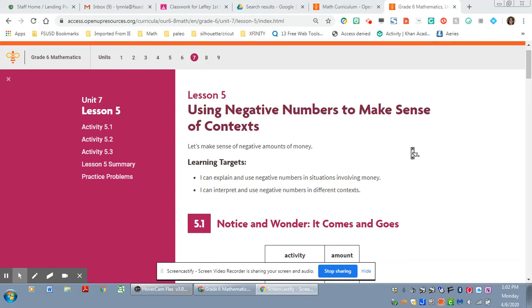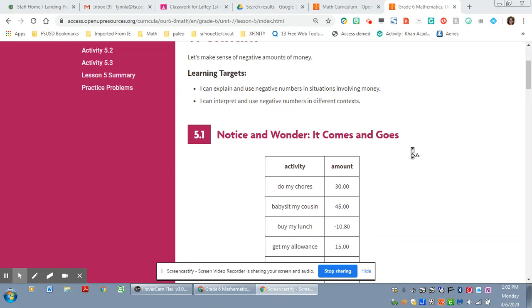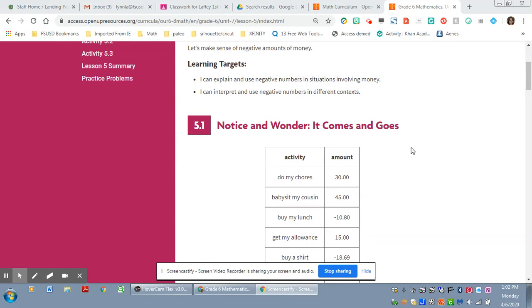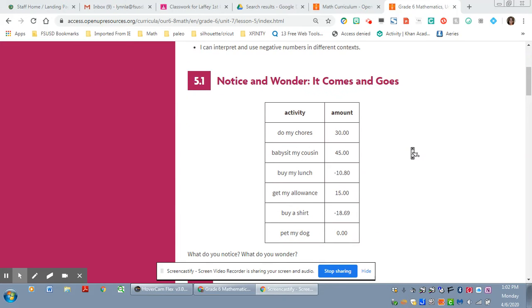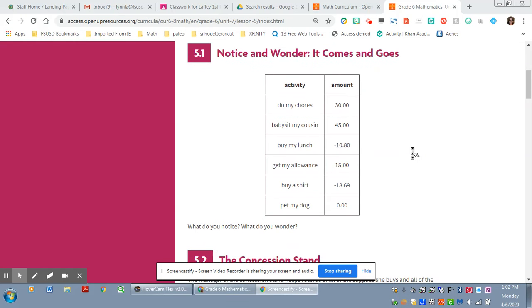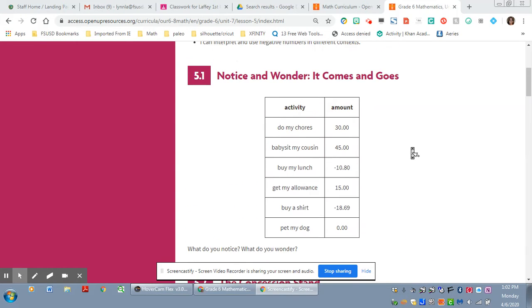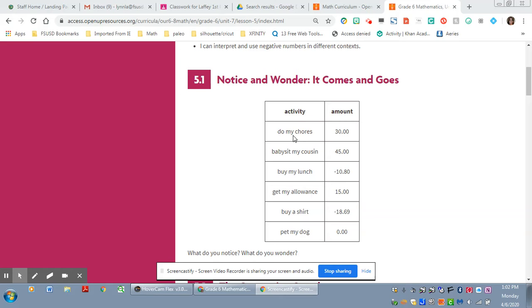So we're talking about negative numbers. I can explain and use negative numbers in situations involving money, and you can use negative numbers in different contexts. So the warm-up is the notice and wonder. It's showing a chart like the activity.